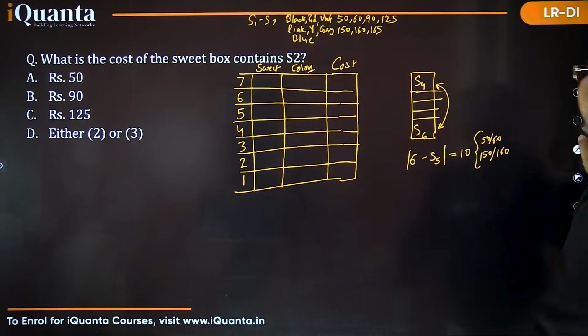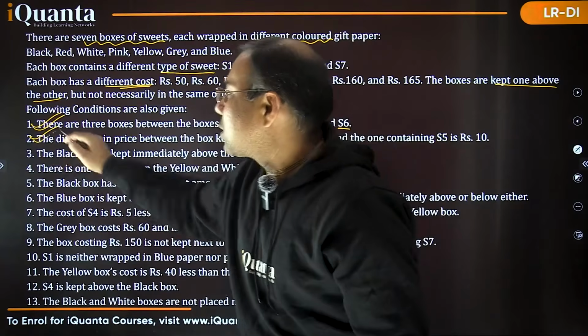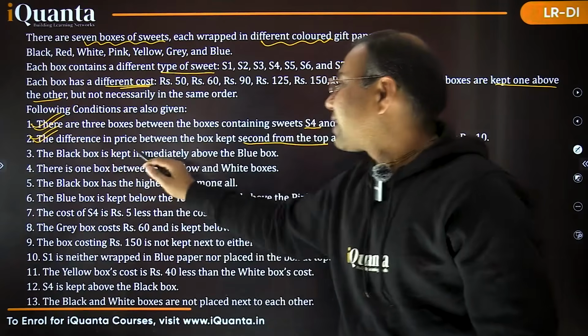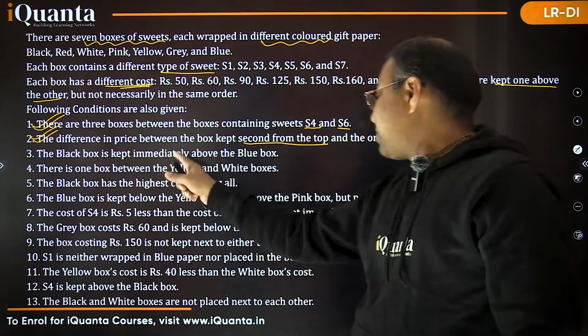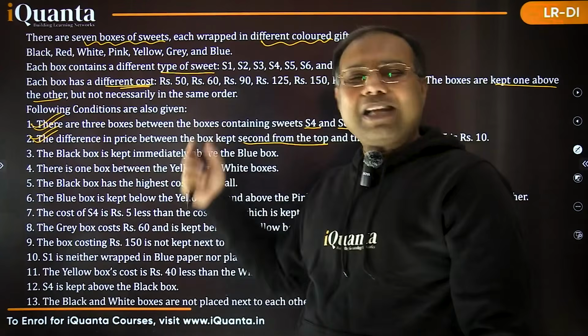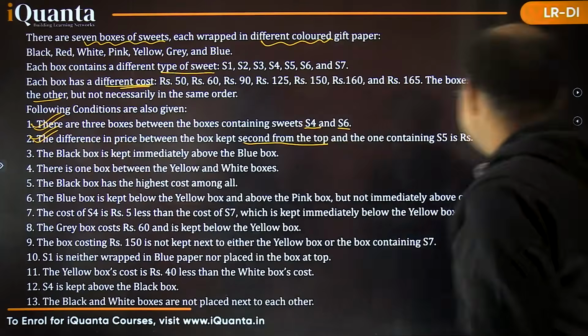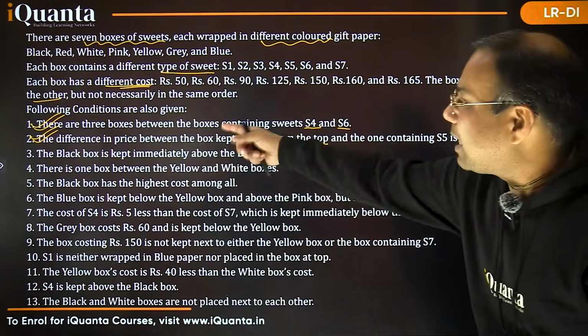We haven't filled anything exactly as yet, but we have noted down this information as well. So I can take this point. Let's move further fast. Black box is kept immediately above the blue. Read again. Black box is kept immediately above the blue. So immediately above blue, we have a black box. Again, we don't know the position, so I can't fill it directly. But immediately above blue is black.